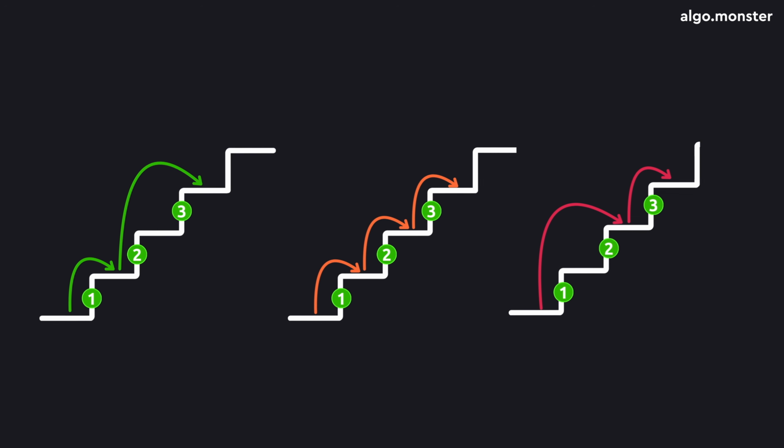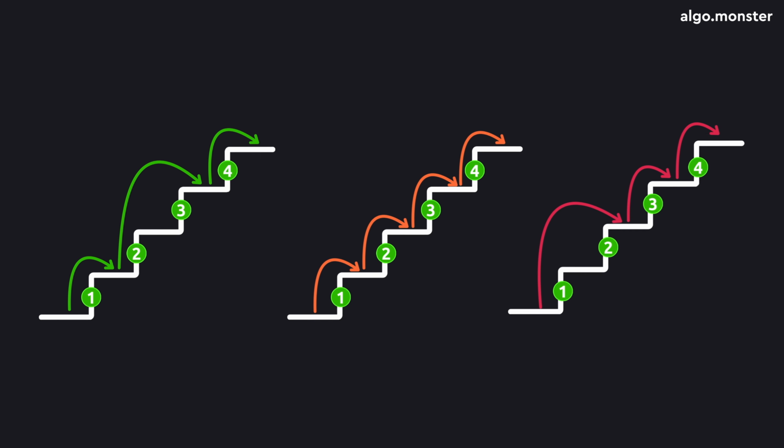Now let's see what happens with step 4. Here, the same logic of extending existing paths applies again. First option, we reach step 4 through step 3. Everything we already counted for step 3, all 3 routes, can take 1 more step to reach step 4. These are not new paths, just the same routes extended to the top of the staircase.